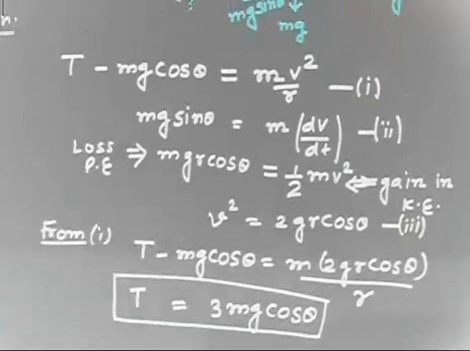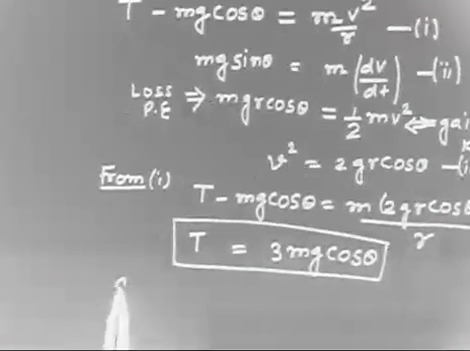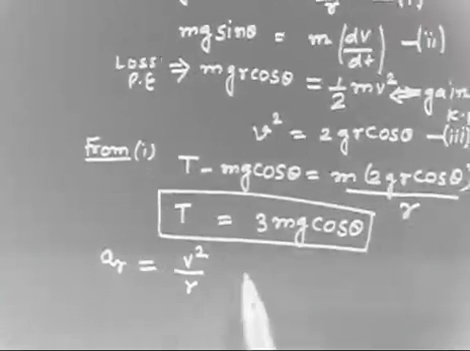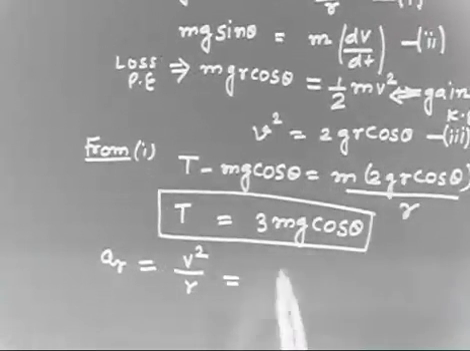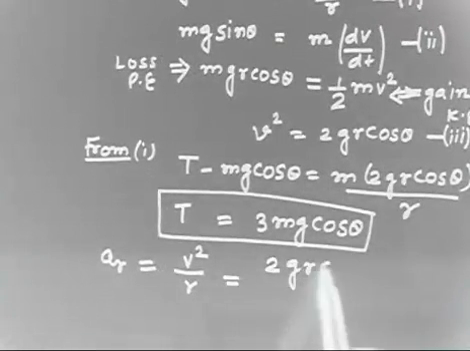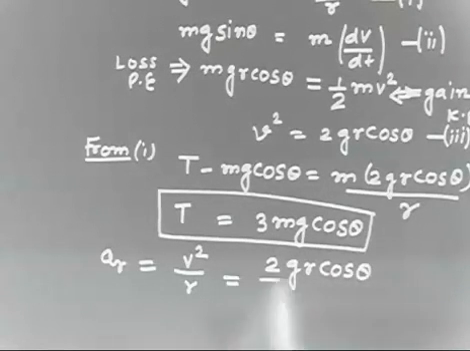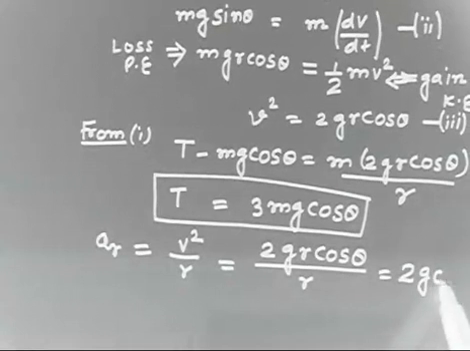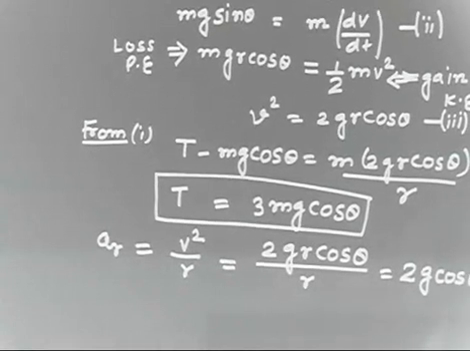Now, if I know tension, I have to find the radial component of acceleration. So ar is nothing but v square by r. v square I know, that is 2gr cos theta. So v square by r is 2gr cos theta divided by r, so this is 2g cos theta. This is the radial component.